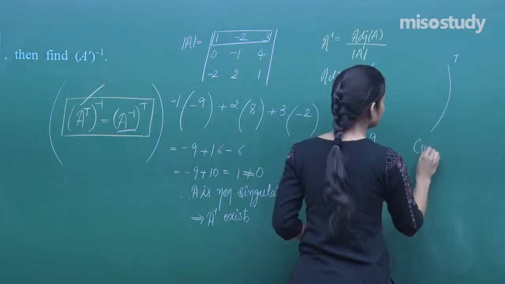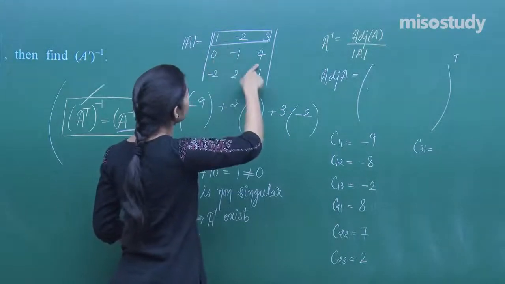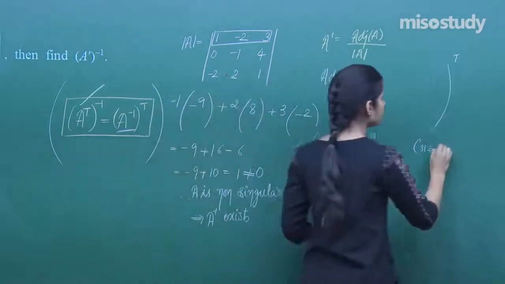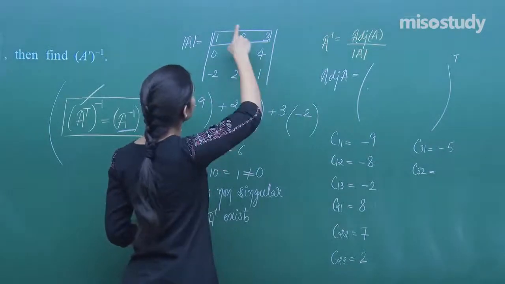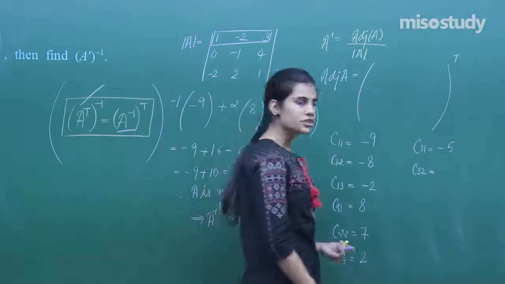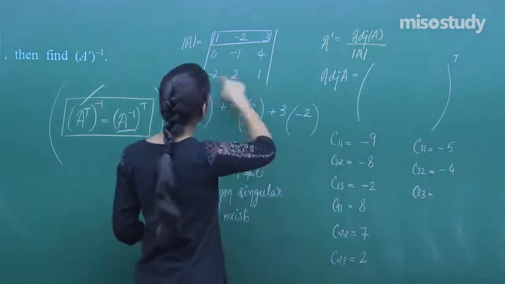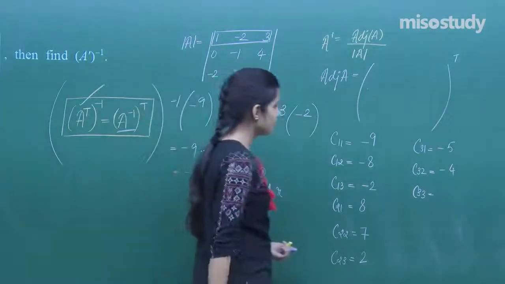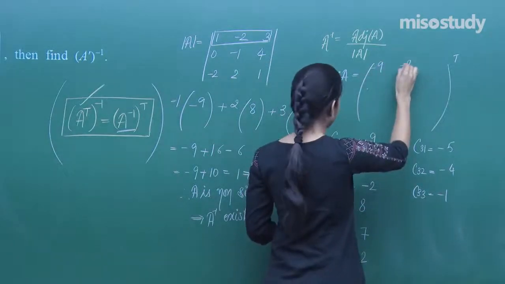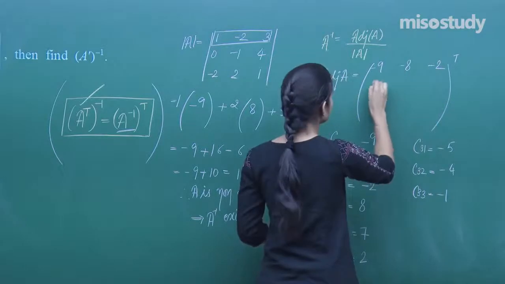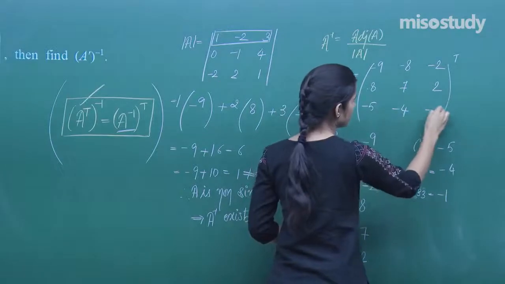Then C31, third row, first column, it will be minus 8 plus 3, which is minus 5. C32, third row, second column, it will be 4 minus 0, which is 4, so it will be minus 4. And C33, third row, third column, it will be minus 1, that is it. So let's write it down: minus 9, minus 8, minus 2, 8, 7, 2, minus 5, minus 4, minus 1.